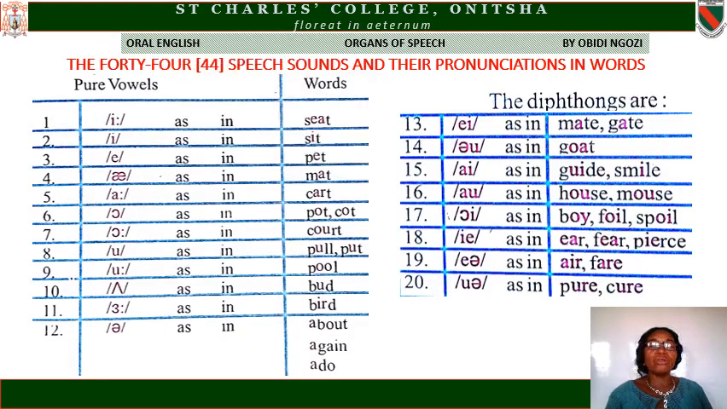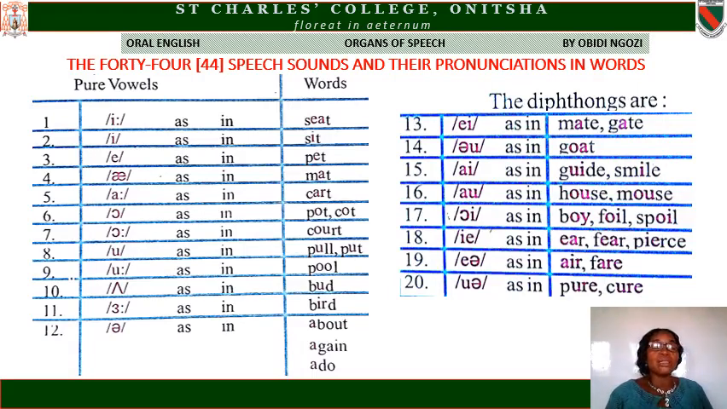Let us take a good look at the 44 speech sounds and their pronunciations in words. Let's start with the vowel sounds. Remember, the vowel sounds are those sounds that are pronounced with a loud sound. We have 20 of them, while the consonant sounds are 24. Let us look at the vowel sounds. There are 20. They are grouped into two: the pure vowels, which are 12, and the diphthongs, which are 8.